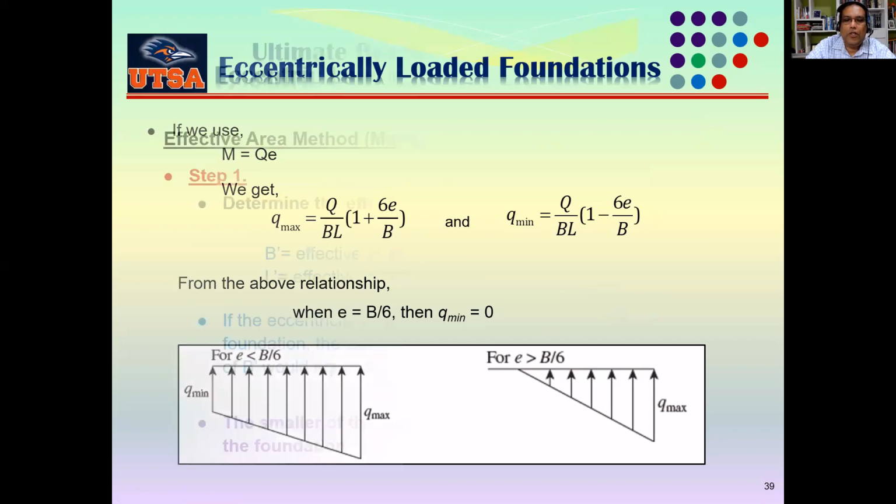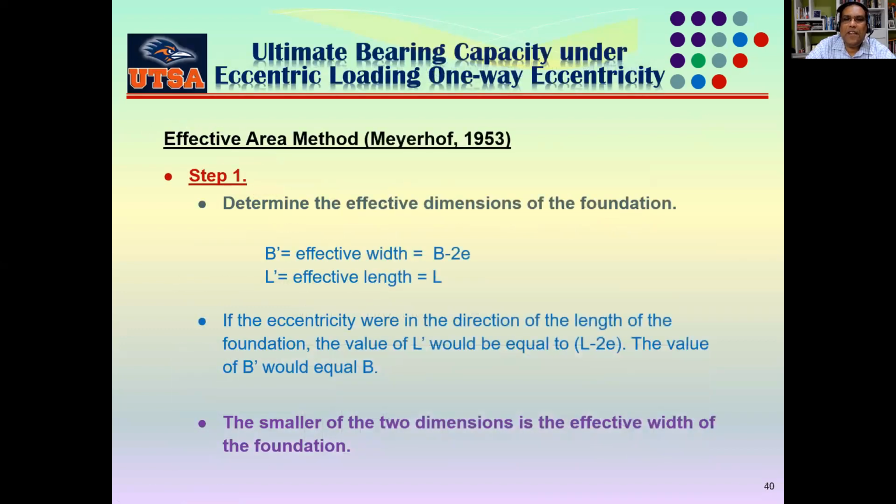Okay, so based on that, actually there are several methods proposed by several researchers. So first of all, we can see the effective area method by Meyerhof, okay, in 1953. So this is the step-by-step procedure. First step, what you have to do, determine the effective dimension of the foundation. Means like which part of the footing is actually taking load. Is there anything, like they are not taking load there.